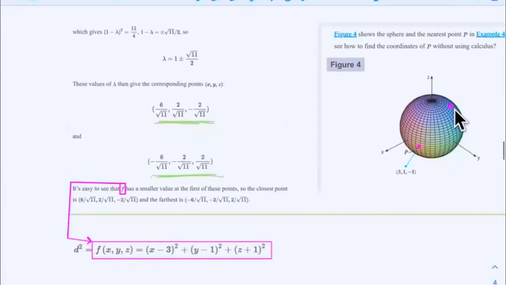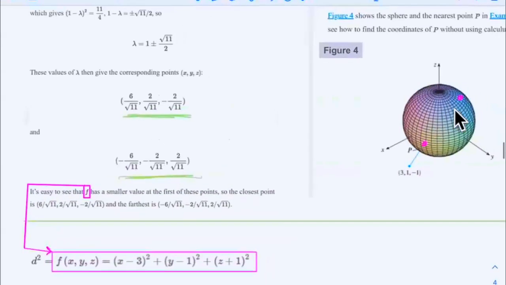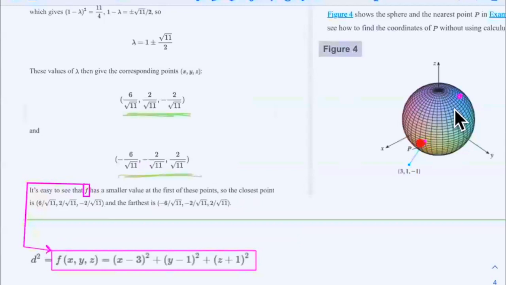Another way to look at this is looking at the function f, right? This is a function f. So in order to minimize it, this one here, this is positive, minus 3. And this one here, comparing with this one, looks like this one here is going to give you a smaller value. So I know that this one here is going to be closest. So this point here will be this point. And then this point here will be the furthest point right here. Okay, so you found the 2 points.